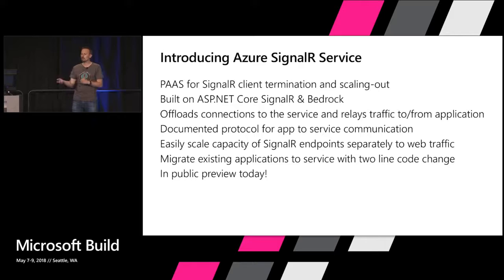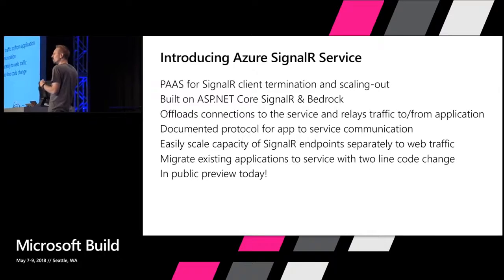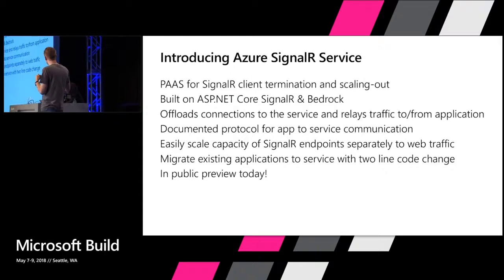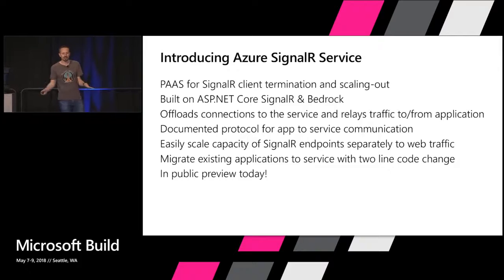Okay? It's built on ASP.NET Core SignalR and Bedrock. It's built on all the same stuff that we just showed you. We have been working directly with the Azure team as we build SignalR and Bedrock to make sure that it can work for this stuff. It offloads all the SignalR connections from your app to the service. So you don't have to worry about load balancing WebSocket connections inside your Azure App Service. It goes off to a service that was designed to do it. And then it takes all the traffic and relays it back to your app. So your hub is still in your app, but none of the connections are on your app. Isn't that crazy? It's pretty cool.